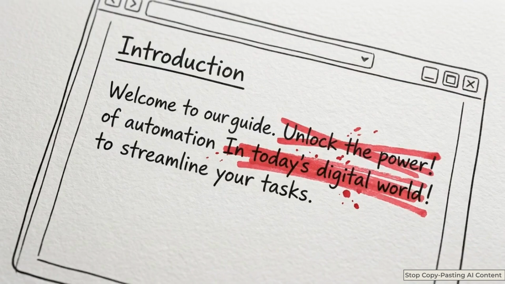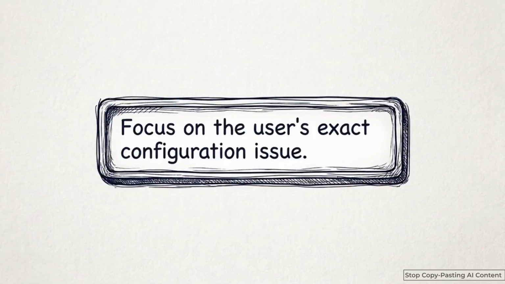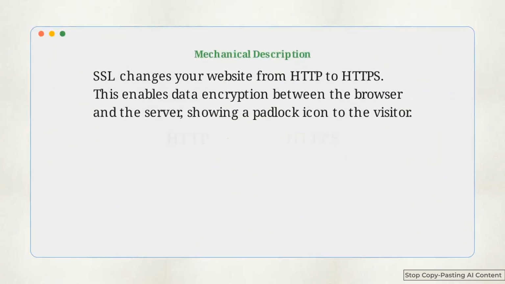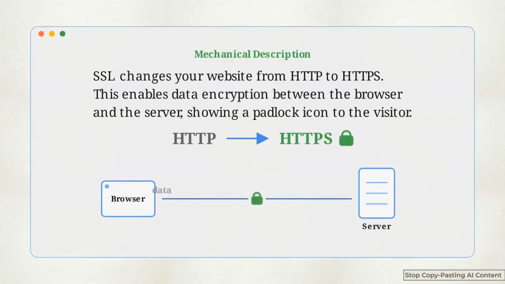You begin with the introduction. You instruct the AI to exclude marketing claims and speak directly to the technical challenge the reader faces. Even with specific prompts, AI may still produce abstract statements, such as "SSL makes your website secure and trustworthy." You should replace these statements with mechanical descriptions. For example, explain that SSL transitions a site from HTTP to HTTPS, which enables data encryption between the browser and the server.